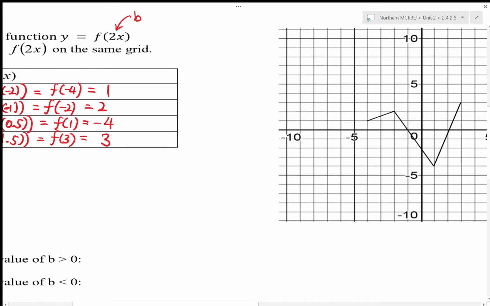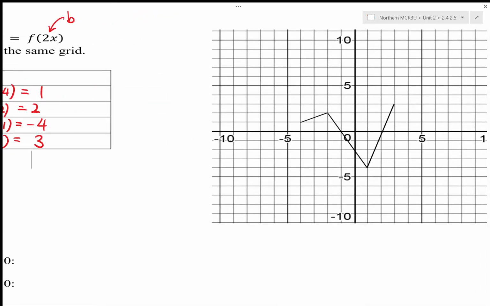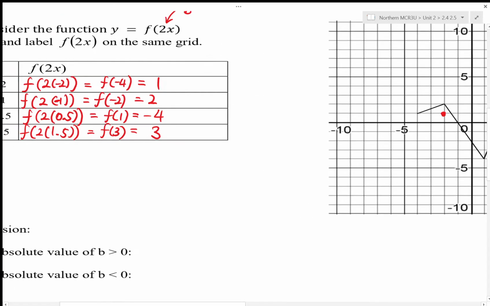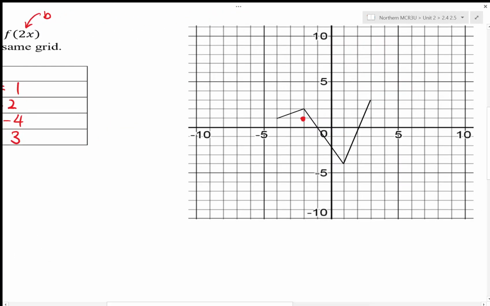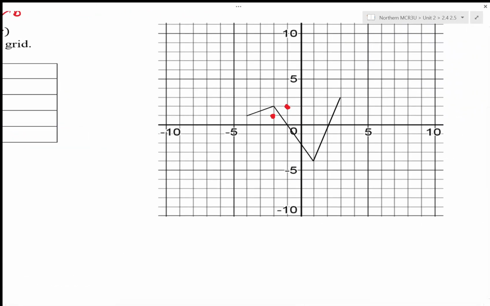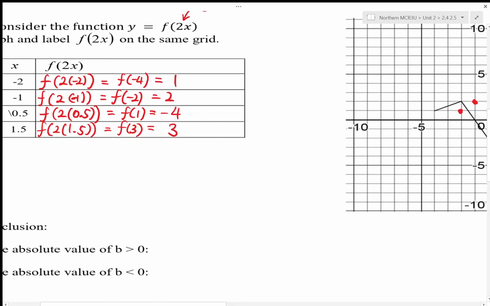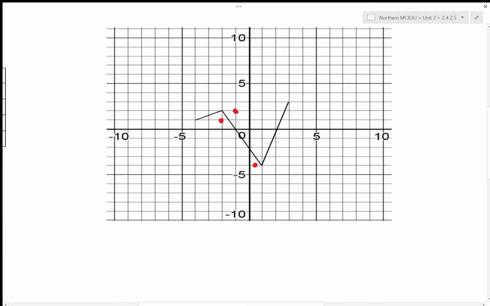So let's plot these. When x equals -2, it was at 1. When x equals -1, it was at 2. And when x equals 0.5, it was at -4. Now lastly, when it was 1.5, it was at 3. So it's like this. Then my graph looks like that. So hopefully you can see it.